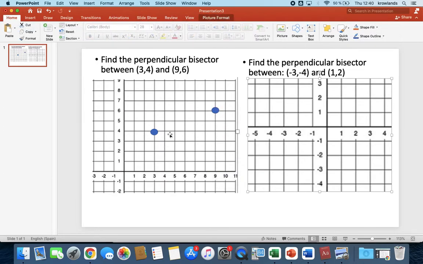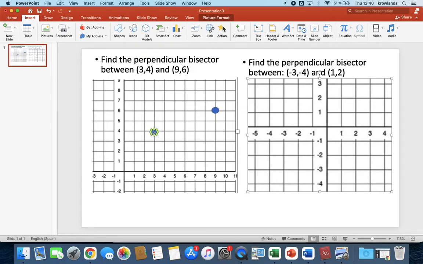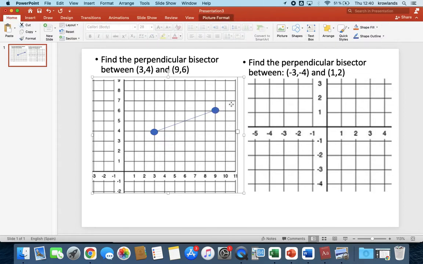So a perpendicular bisector is a line which cuts this line exactly into two and is perpendicular to this line. So there's a series of different steps we need to do, which we're going to work out step by step. The first thing you need to do is work out the midpoint.